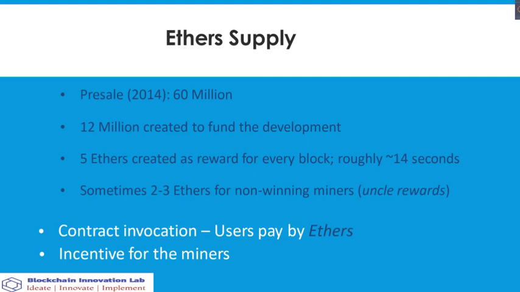However, the second person also put in a lot of effort, so that is called an uncle reward. We incentivize because he also put in that kind of work, right? So we'll incentivize accordingly. So in contract invocation, the user pays in ethers, and that incentivizes the miners.